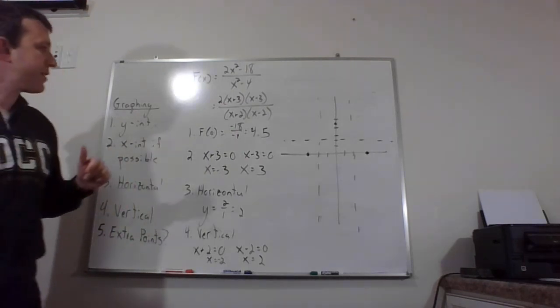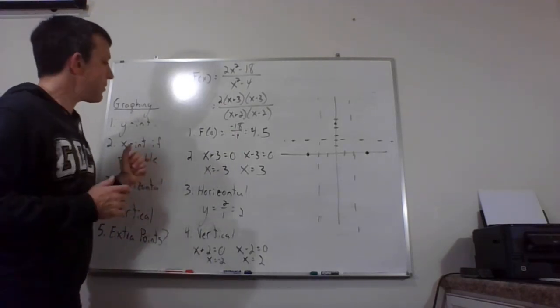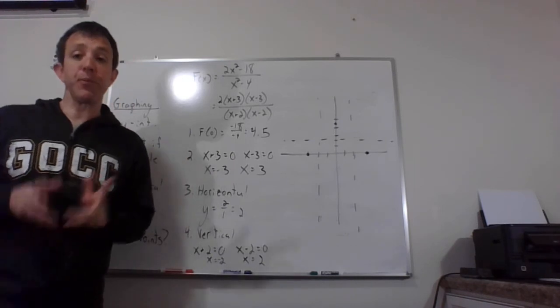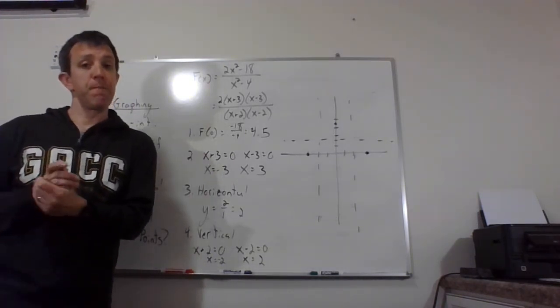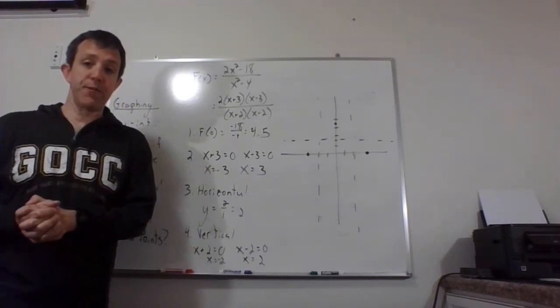Step 2, I want those x-intercepts if I can find them. Turns out that to find x-intercepts, we only have to worry about the numerator. The denominator is going to supply our vertical asymptotes. The numerator will supply the zeros of the function.